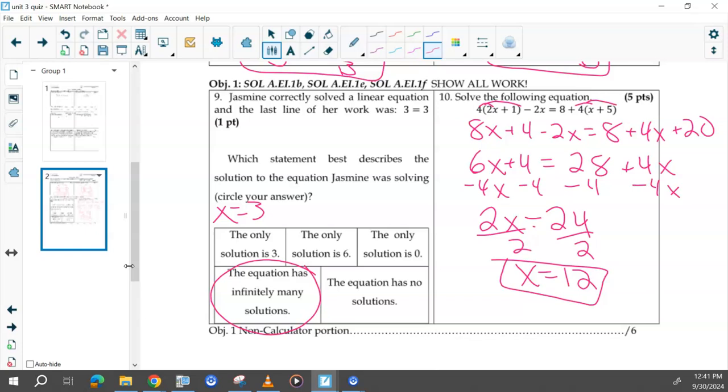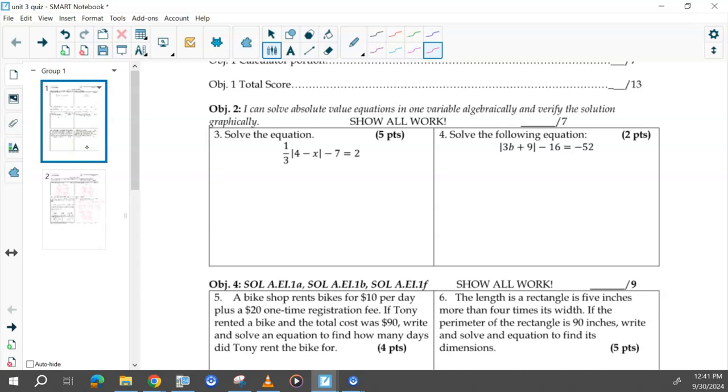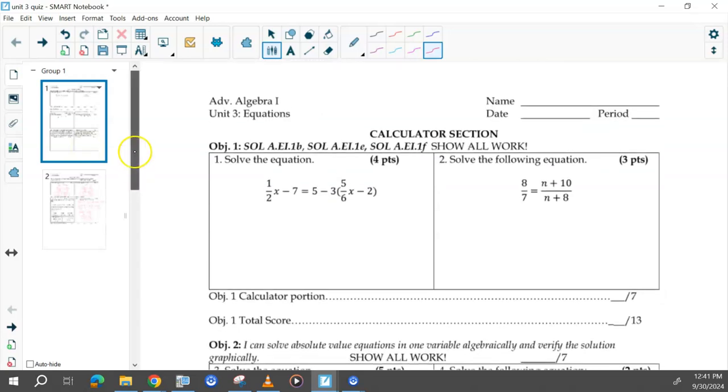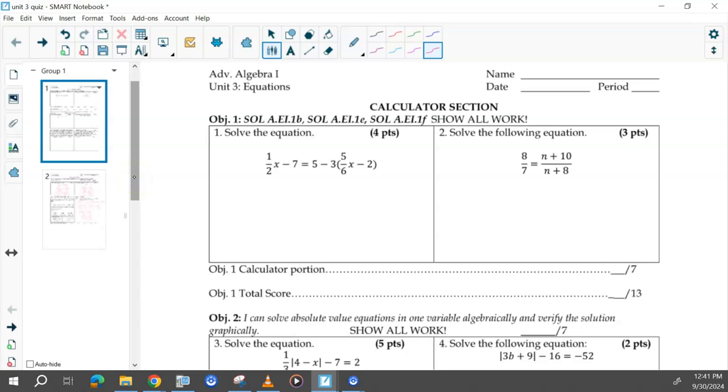Okay. On to the calculator part. So for this one, you had the calculator. Double check your work, especially with the calculator. We should be distributing to get 1/2 x minus 7 equals 5 minus, this will be 15 over 6, or simplify to 5 over 2, x plus 6. Many of us got minus 6 here and it threw the rest of our work off. So make sure you're double checking your math.